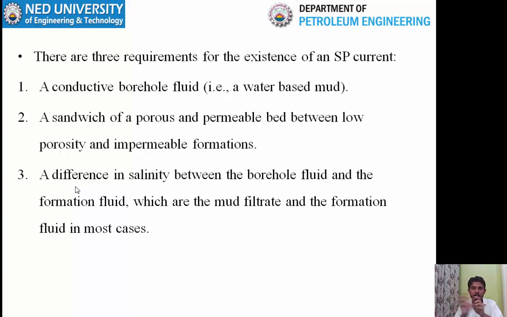So ions movement should occur for the SP current to generate, and whenever you do not have any difference of salinity between the two, this SP current will not generate. So the third and important condition is that a difference of salinity should be there between your mud and the formation fluid.